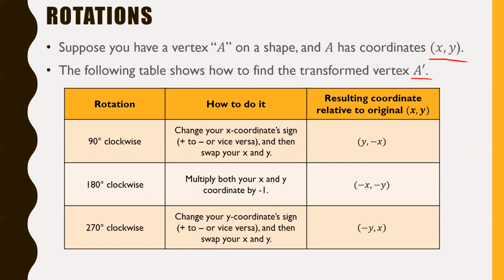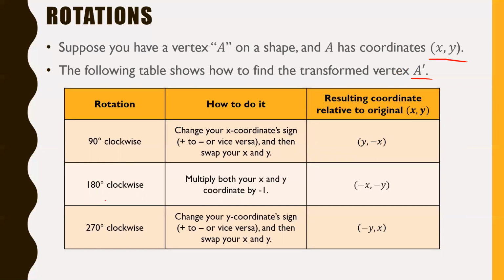Anyway, once you've changed your x coordinate sign, then swap your x and your y. So the resulting coordinate relative to the original x, y, after you do a 90-degree rotation: the original value of y will be your new x value, and your original value of x, times -1, will be your new y value. Okay, we'll look at this in greater detail in just a second. I know it probably seems obscure, but believe me, you're going to really like this table.